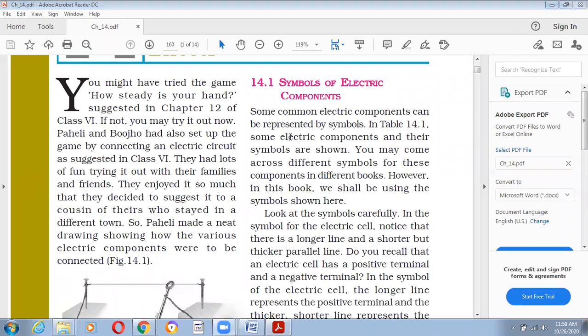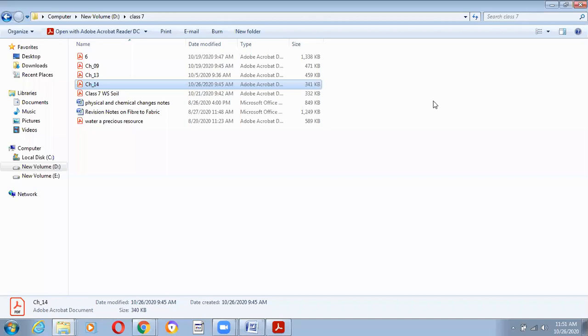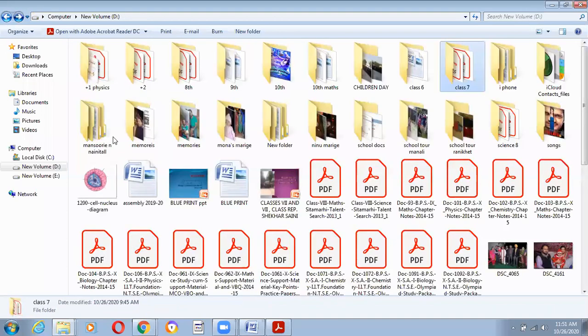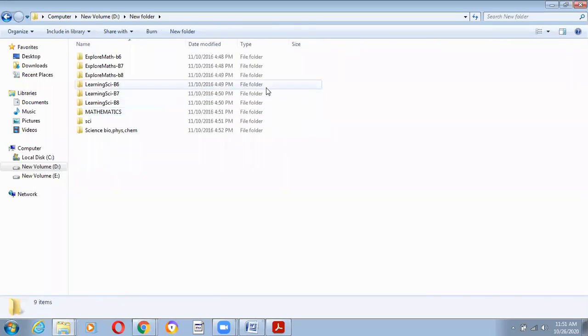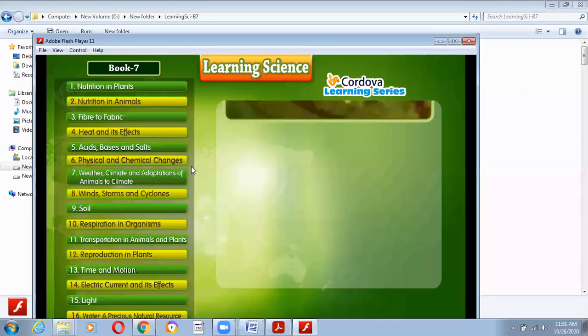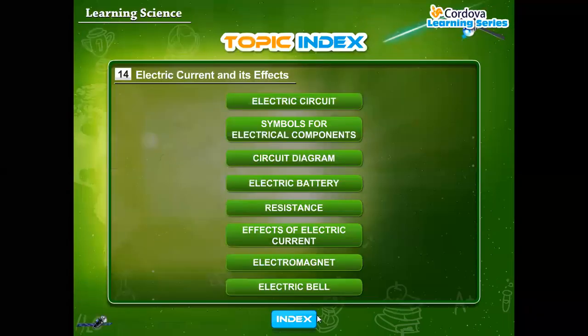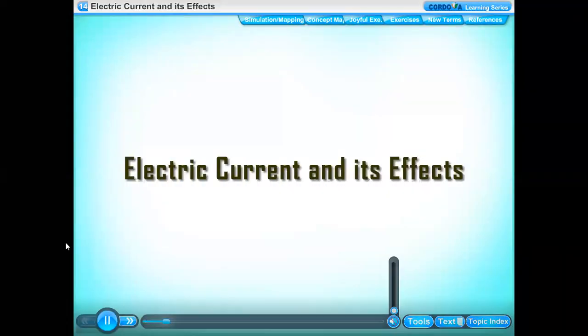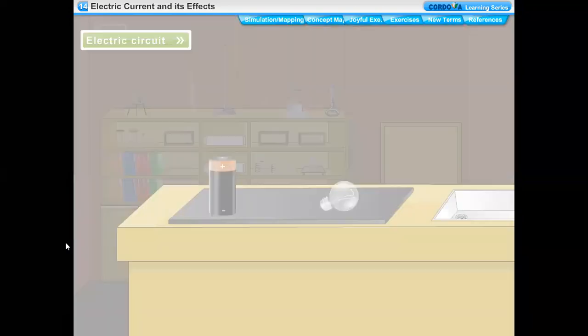As we know, electricity is a very important part of our daily life, because most of the activities we perform are due to electricity. If electricity were not there, it would be very difficult for us to perform the activities that are required. Chapter 14: electric current and its effects.